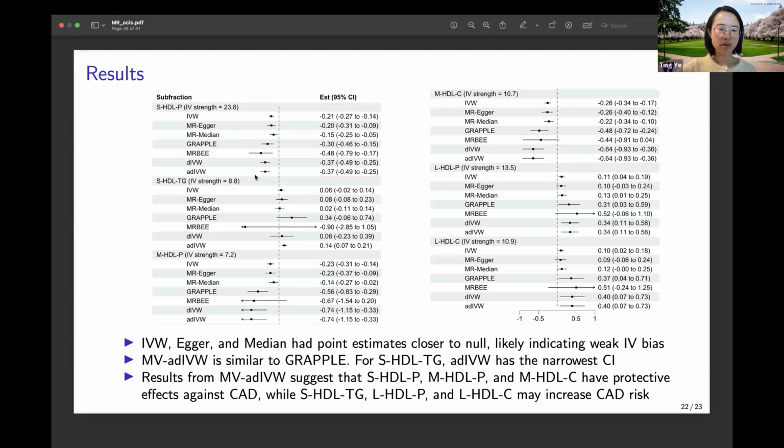And adIVW is very similar to GRAPPLE in most of the settings. And so also for this subfraction, adIVW actually has the narrowest confidence interval compared to the others. And the results from adIVW suggested that these 3 subfractions have a protective effect against CAD, while these others may increase CAD risk.